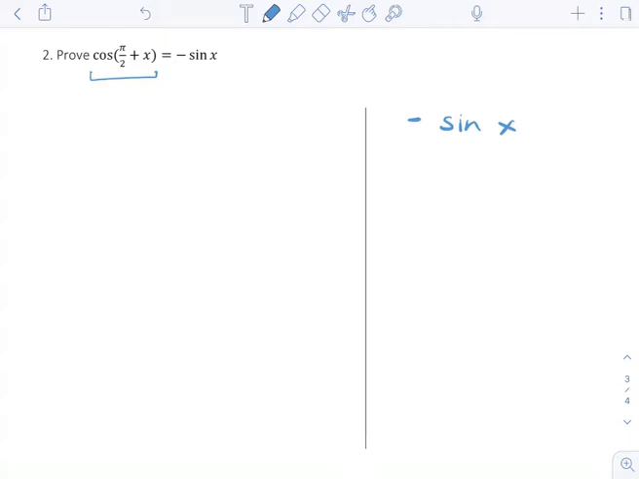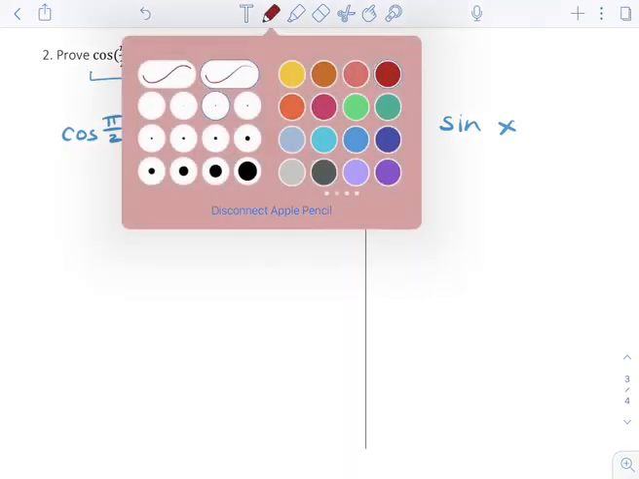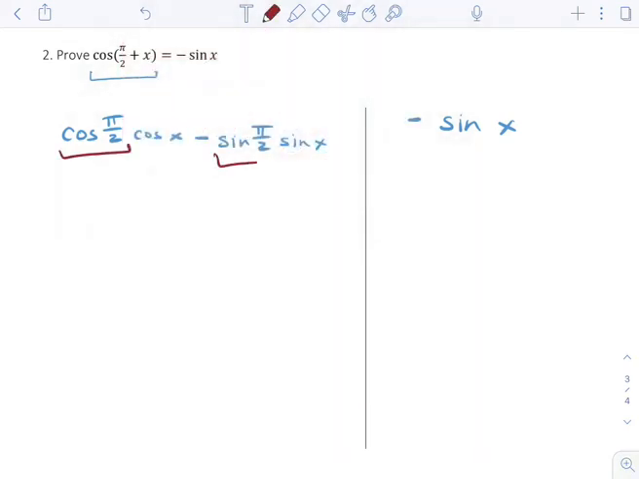So what I'm going to do is apply the compound addition formula for cos, which if you remember, it's cos of the first angle times cos of the second angle minus, it's the opposite sign, sine of the first angle, sine of the second angle. Now I can evaluate some of these because these two here do not have variables with them. Cos pi over 2. Well, cos pi over 2 is just 0. Sine pi over 2 is 1.